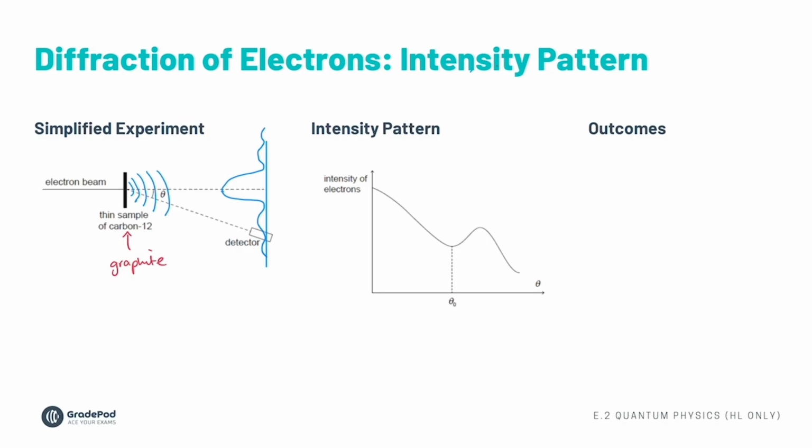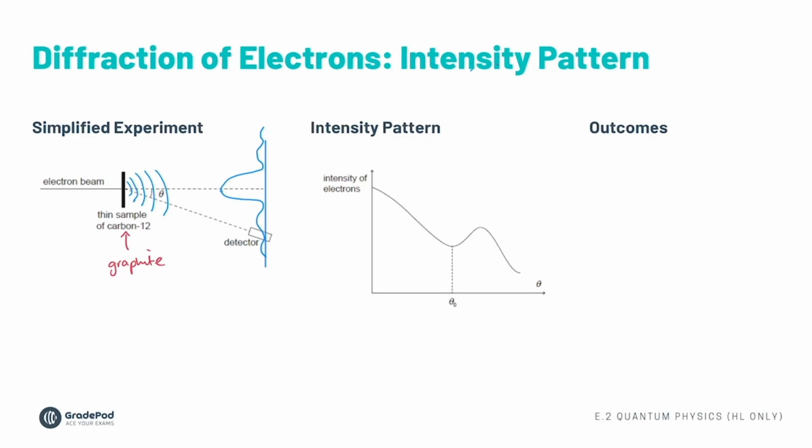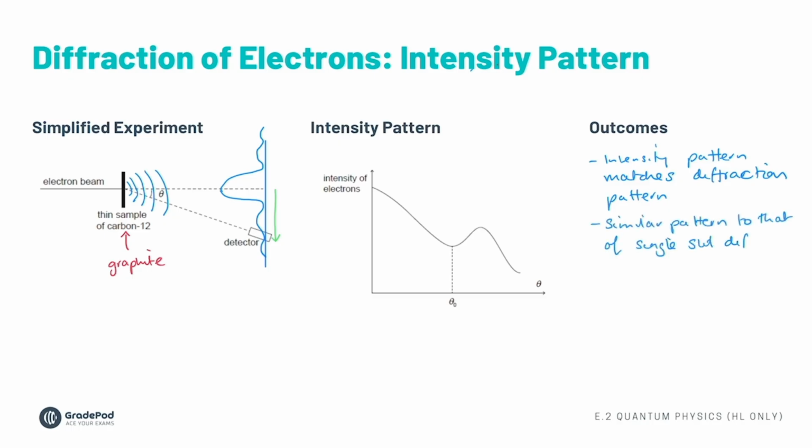And you'll recognise that intensity pattern. You saw it when we were studying diffraction in previous topics. When you take your detector and move it all the way down, continuously down, increasing the angle from this central line, the intensity pattern you see is shown on this graph here. And what's clear is there is an intensity pattern that matches a diffraction pattern. It's a similar pattern to that of a single slit diffraction.